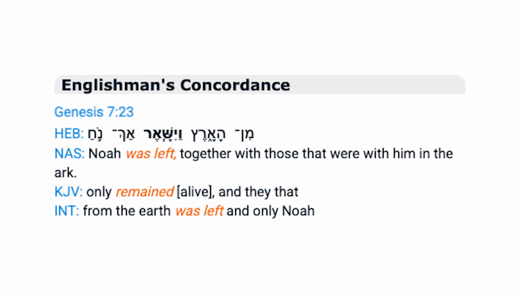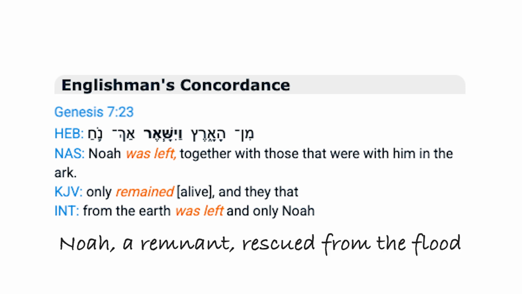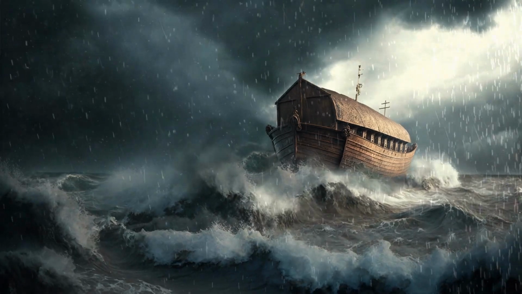What have we got? We've got a pattern. The first appearance is significant. Only Noah was left together with those in the ark. That's the first. Notes are just really short. Noah, a remnant, rescued from the flood. That's short. And so what is the pattern?